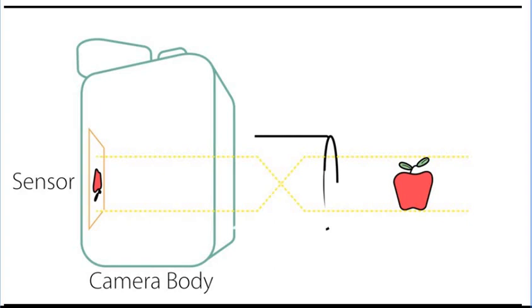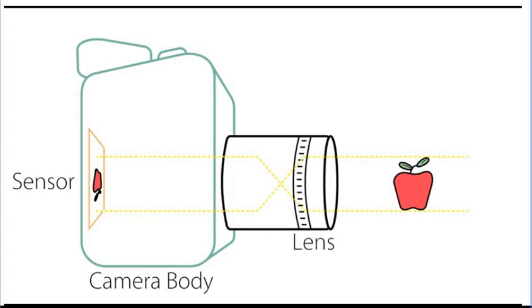A lens is attached to the front of the body of the camera. This allows the light entering the camera to be controlled. The light is focused by the lens to create a sharp, upside-down image on the sensor. The lens also houses the aperture, which is made up of blades that can open wider or smaller to let more or less light through the lens.